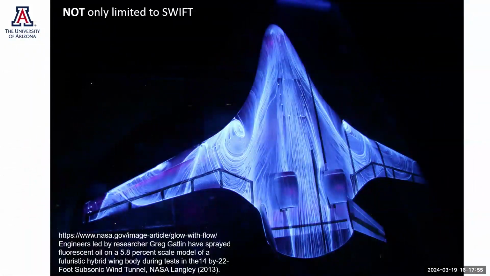Is this behavior limited to this particular model that we investigated? No. Similar surface oil flow visualization was seen on a blended wing body design that was tested at NASA Langley in 2013. You can see from the oil flow surface streamlines that there is a vortex liftoff here, and due to the outer wing being larger, you can see some evolution of the outer leading edge vortex structure as well. That signifies the importance of this particular behavior that we are investigating.